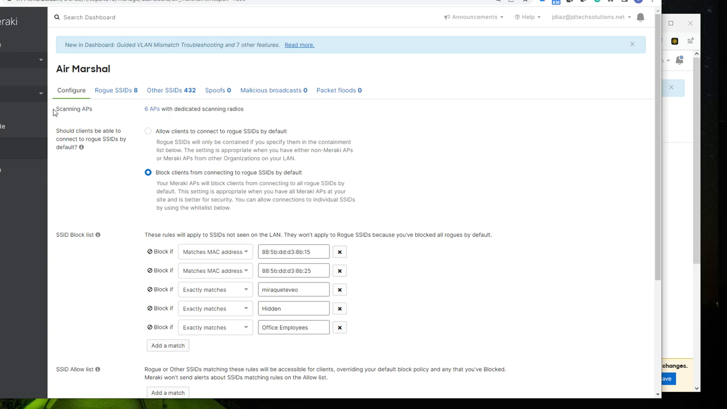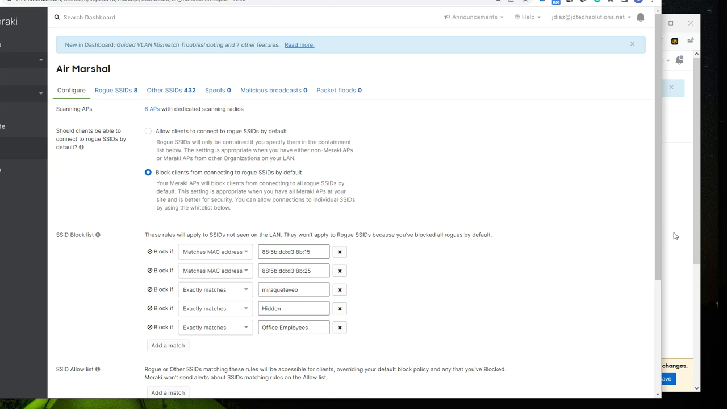And as you can see here, scanning APs, I have 6 scanning APs because they all have that third radio dedicated for scanning, which means that these access points that have that third dedicated radio are going to be able to provide Wi-Fi services on the bands that they are configured, either the 2.4 or the 5 gigahertz band. Plus, at the same time, they're going to be able to monitor the network for threats, right? Without stopping servicing the wireless clients, which is something that you want to do.